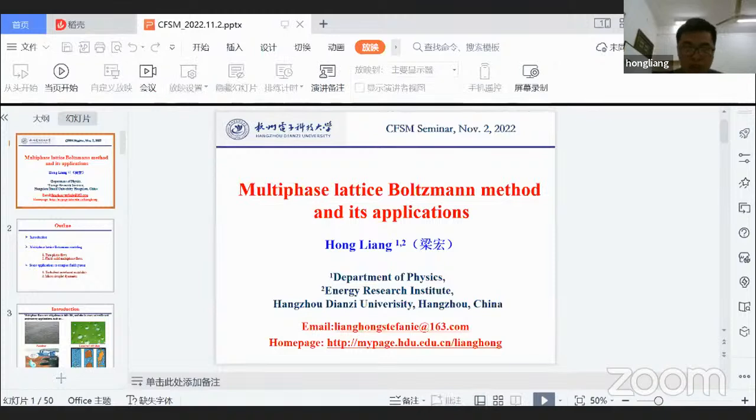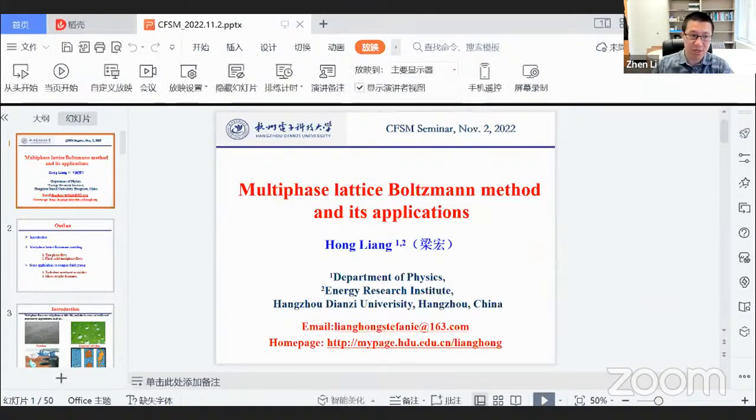Okay. Sorry. Maybe it does not work. Cannot see the full screen. Yeah. Maybe you can use this window to move on. Okay, just click the page you are talking about. Then I think it should be fine.